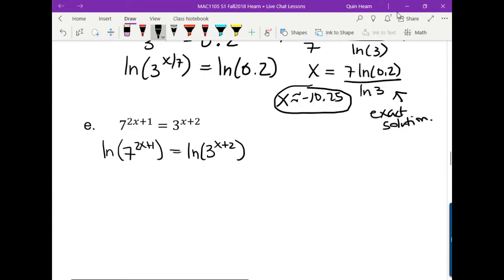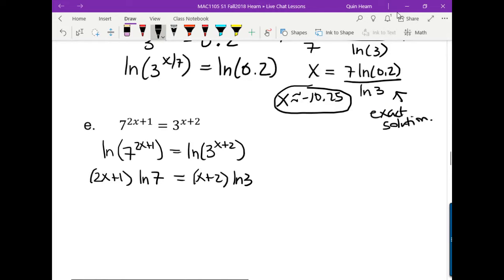So we apply the power rule of logarithms. We bring the 2x plus 1 out front. So we have 2x plus 1 times the natural log of 7 equals x plus 2 times the natural log of 3. Make sure that you put that power in parentheses because the whole thing is being multiplied by the natural log of 3.